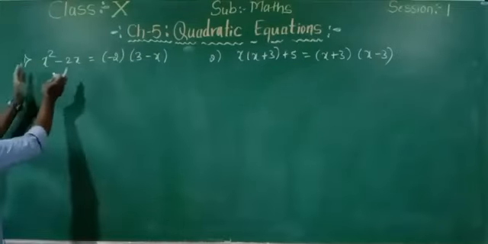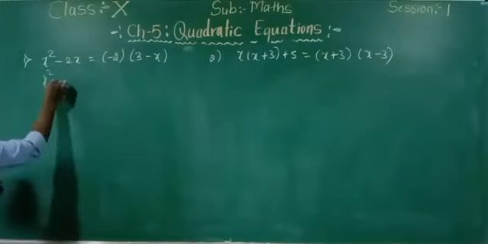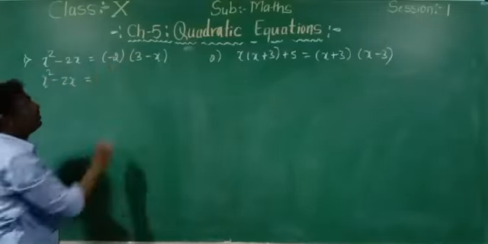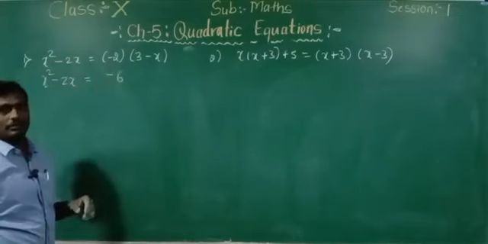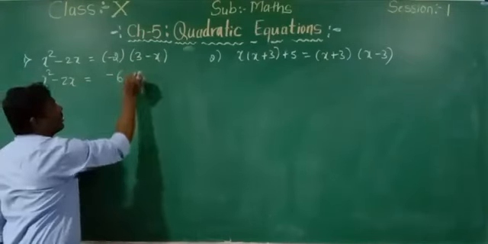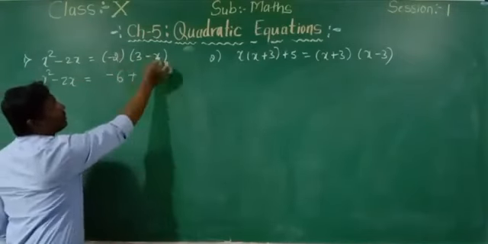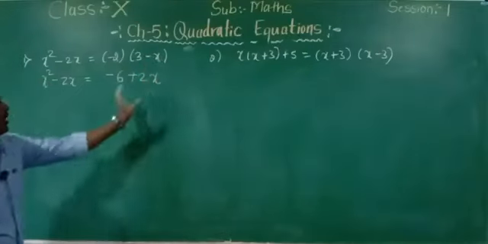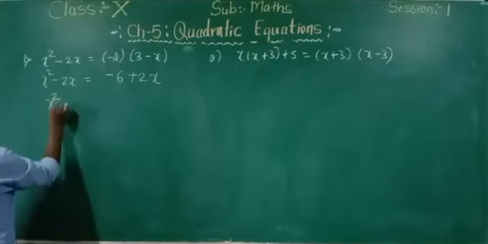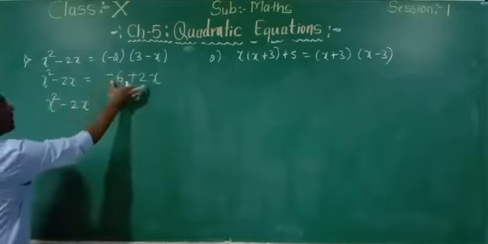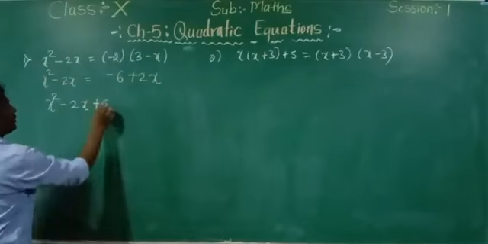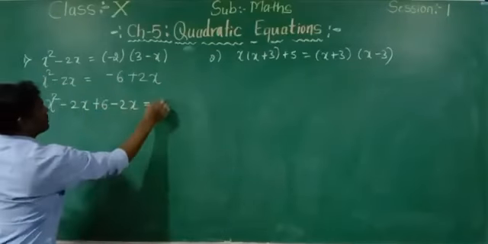So multiply the LHS term, x square minus 2x, which is equal to minus 2 into 3 minus 6, minus into minus plus 2 into x, 2x. Now take all the terms to the LHS side. So x square minus 2x, when we take these terms to the LHS side, the sign will get converted. So plus 6 minus 2x is equal to 0.